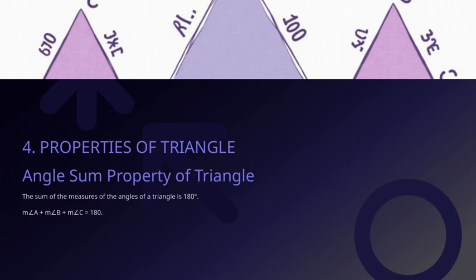This property is key because it connects to many other concepts in geometry and helps us solve for unknown angles in various triangle problems. Remember, no matter what kind of triangle you're dealing with, acute, right, or obtuse, the total of its interior angles will always be 180 degrees. This is a great starting point for understanding more complex properties and theorems related to triangles.